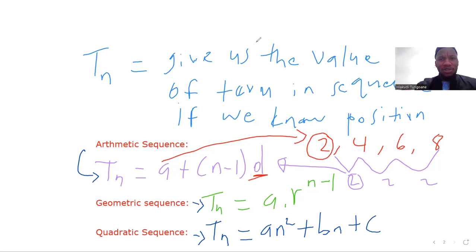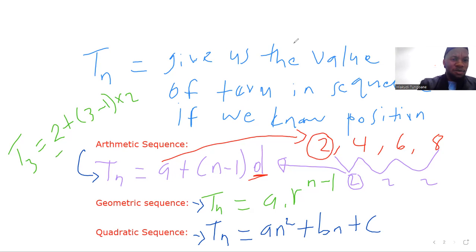So you will say T3 equals, what's A? A is 2. And then you say plus, what's N? N is 3 minus 1. And then multiply by what's D? 2, remember? So now you have, remember BODMAS, 3 minus 1, which is 2. 2 times 2 is 4, plus 2 is 6. Bingo.